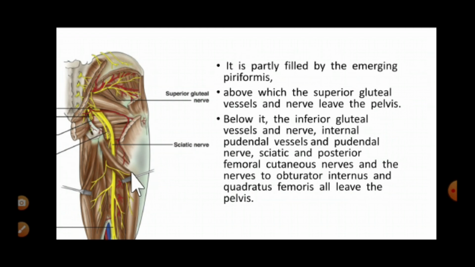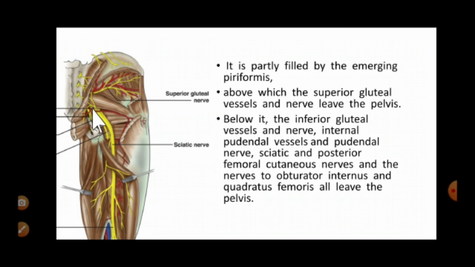The greater sciatic foramen is partly filled by a muscle called the piriformis. So we have the piriformis muscle here, and it is lying in the greater sciatic foramen. Above this piriformis muscle, we have the superior gluteal nerves and vessels, which leave the pelvis, and here we can see some other structures which are leaving the pelvis through the greater sciatic foramen.